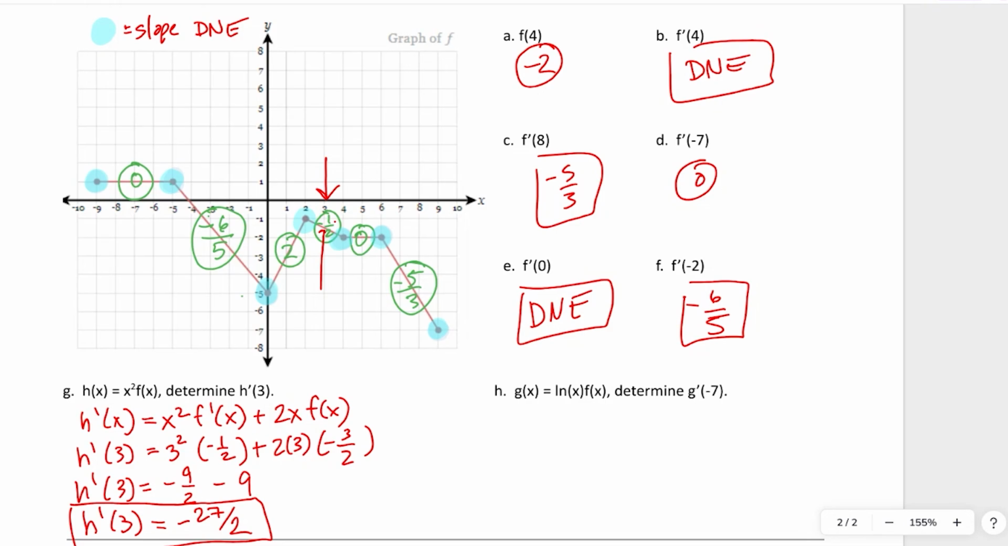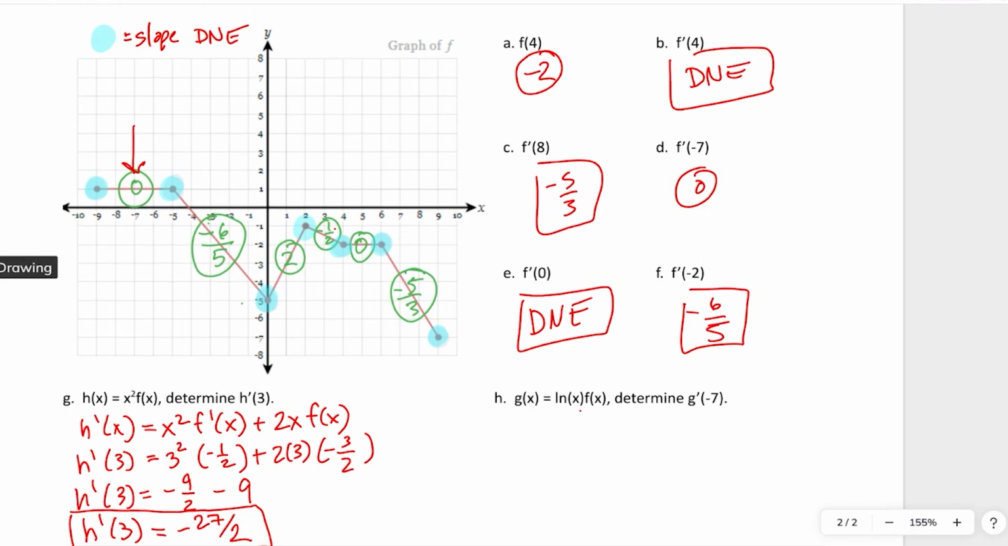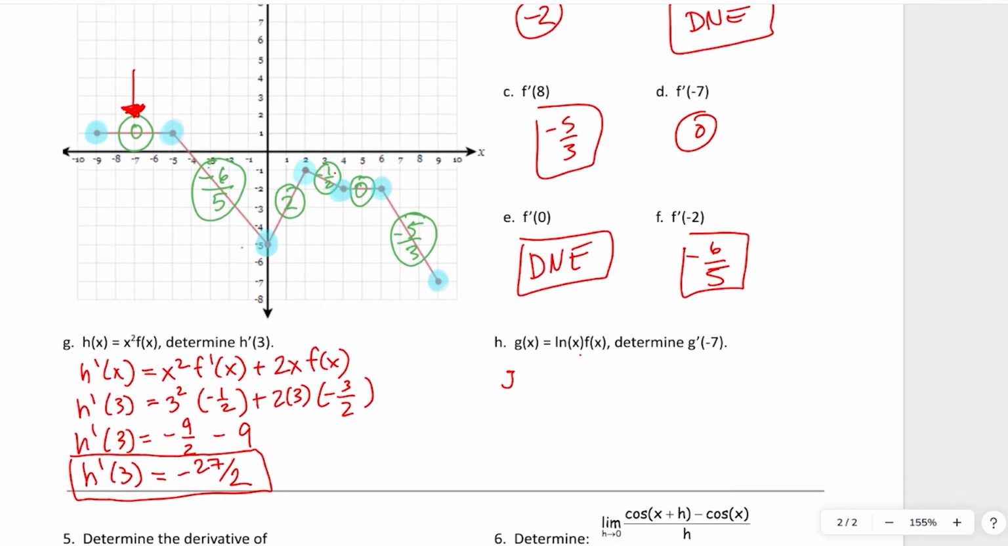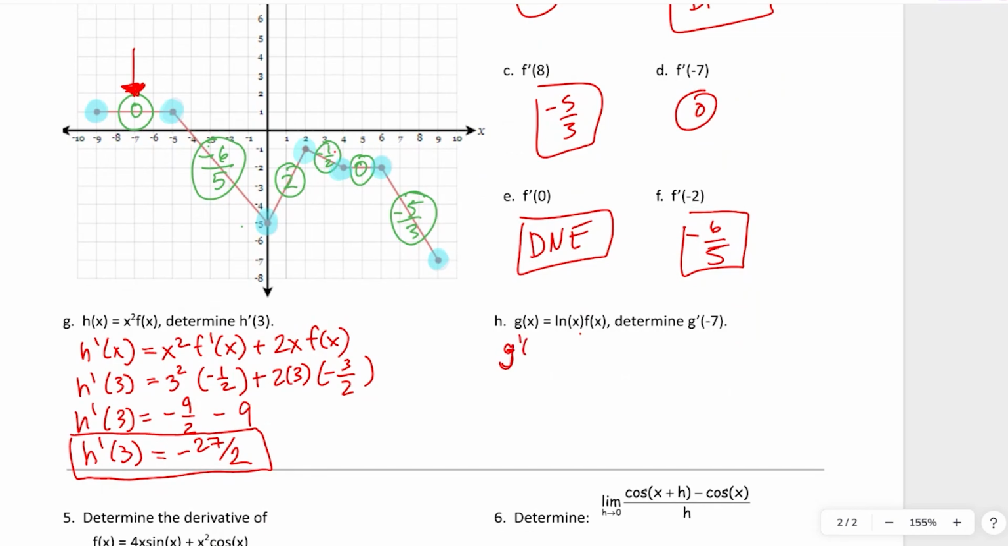For letter H, we have a function g of x, which is the product of natural log x and f of x, which is the graph that is pictured here. And we want to know what's going on when x is -7. So that's going to be right here. Okay, so let's find the derivative first. We'll use the product rule to do that. So g prime will be the first function, natural log of x, times the derivative of the second, plus the derivative of the first, which is 1 over x, times the second, f of x.